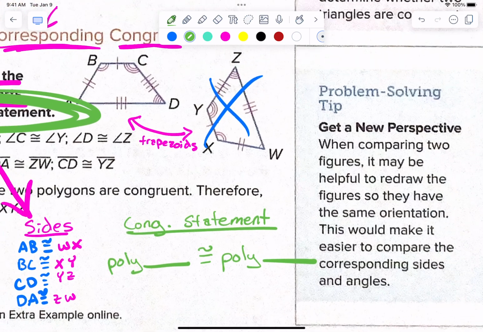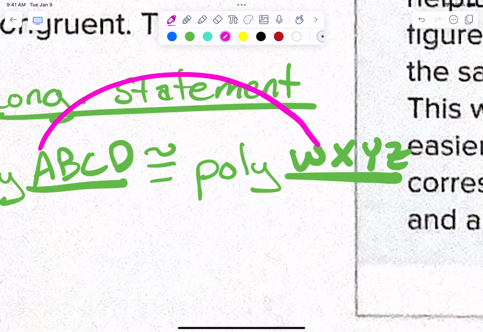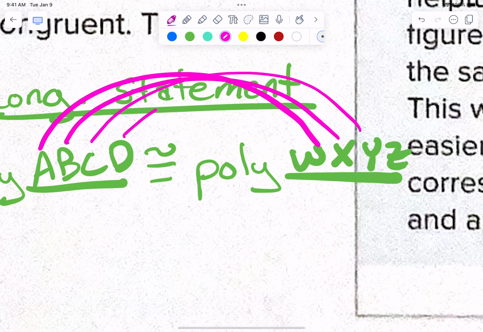Okay? So what do we want to name the first polygon? Trapezoid 1. Polygon ABCD. We have to name it with all the letters. Polygon ABCD is congruent to polygon. We have to go in order. WXYZ. Okay? You have to go in the correct order. So if A corresponds with W, you have to list those first. B corresponds to X, C goes to Y, D goes to Z.